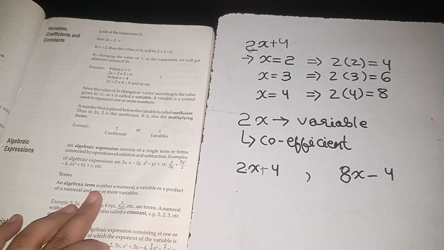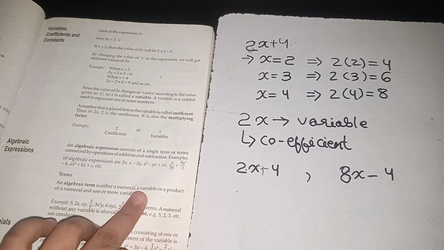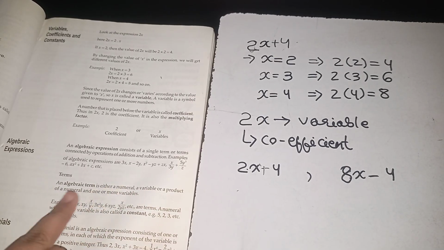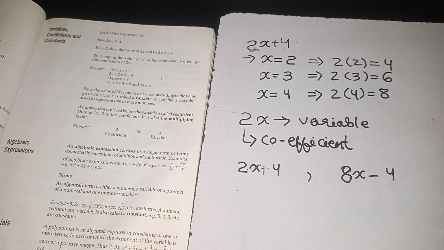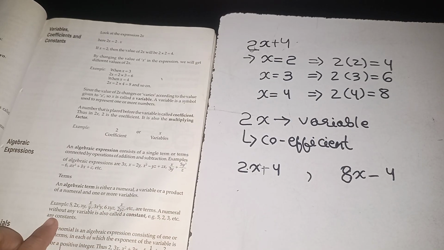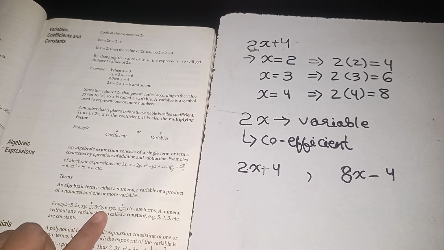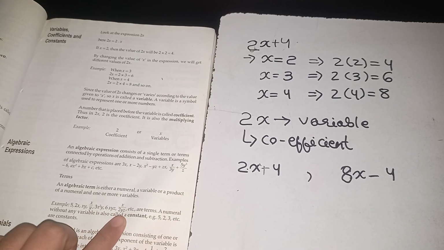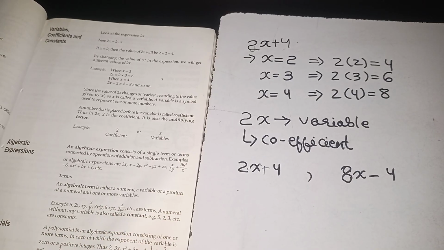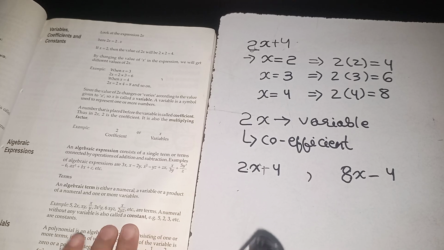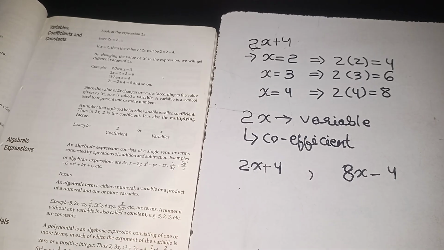An algebraic term is either a numeral or a variable, or a product of a numeral and one or more variables. What is this? This is basically, for example, 5, 2x, xy, x over y, 3x square y, 6xyz, x over 2yz, etc. are terms. Why I say etc: these terms, a nominal without any variable, is also called a constant. Okay, and etc or constant like that.